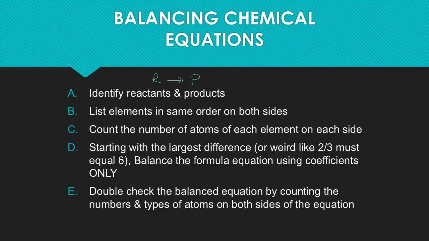Then you're going to list the elements in the same order on both sides. I'll show you what I mean with our examples. Then you're going to count the number of atoms on each side, starting with the largest difference, or weird things like 2 and 3. You're going to balance the formula using the coefficients out in front. You're going to double check your balanced equation by counting the numbers and types of atoms on both sides of the equation. And we'll do this every time we add a coefficient, just to keep us from making careless mistakes or from missing all of the things that need to be balanced. So let's go ahead and do an example. I'll do some examples and I'll leave you some examples to do yourself.